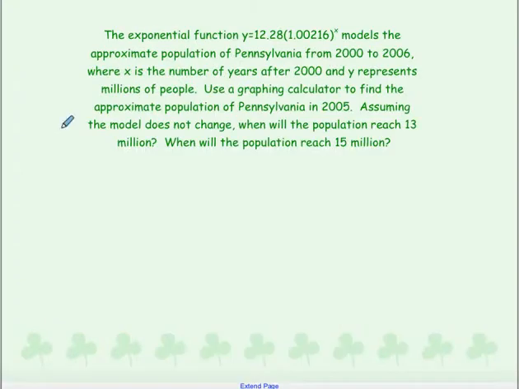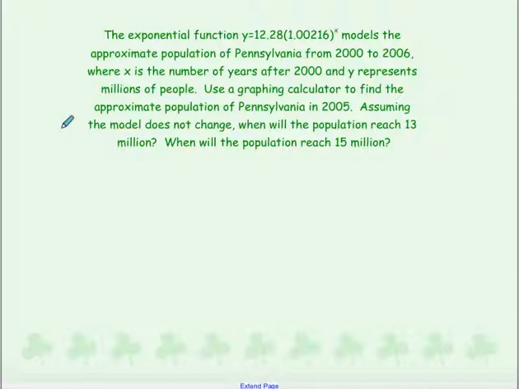All right, and last question here, and then we'll finish up this video. So the exponential function y equals 12.28 times 1.00216, which really means that we have 0.216% growth, models the approximate population of Pennsylvania from 2000 to 2006, where x is the number of years after 2000 and y represents millions of people. Use a graphing calculator to find the approximate population in 2005, meaning our x value is going to be 5. Assuming the model doesn't change, when will the population reach 13 million, 15 million?